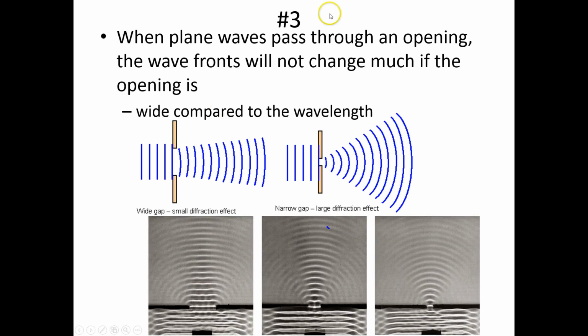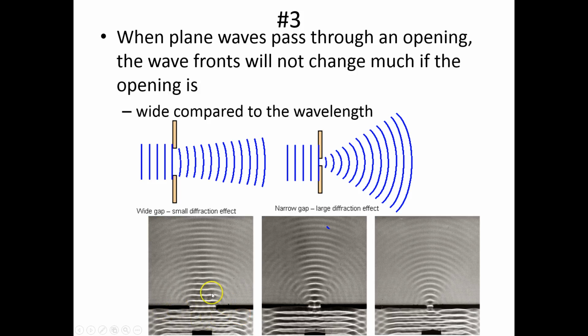For number three, it says when plane waves, not P-L-A-I-N, but P-L-A-N-E, that means flat, when flat waves go through a gap, they're actually bent. And it says the wavefronts will not change much if the opening is wide. So you don't see a lot of curve to these compared to when we have a very narrow gap. The narrow gap makes that.